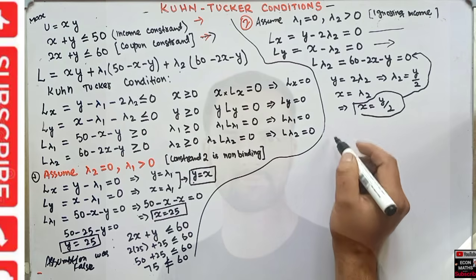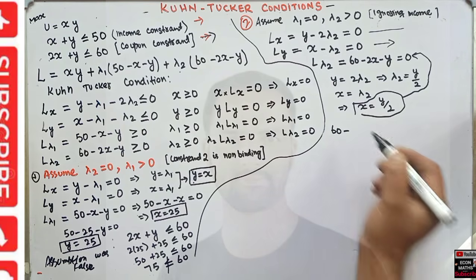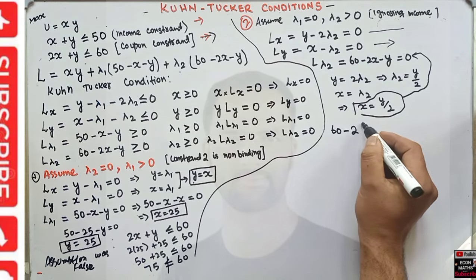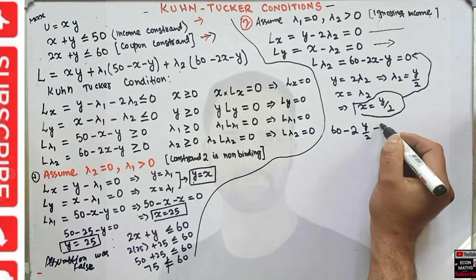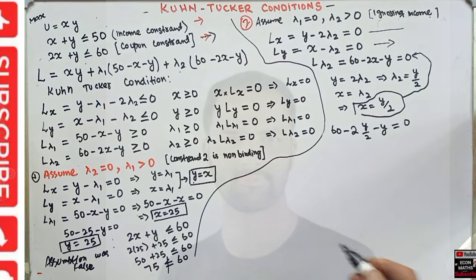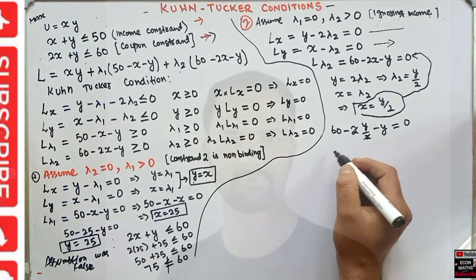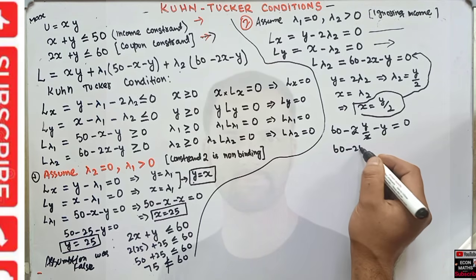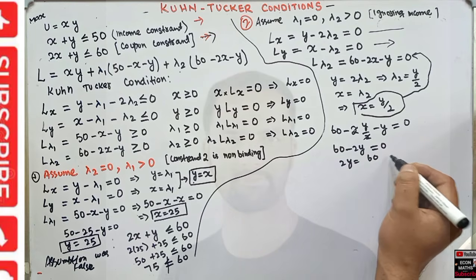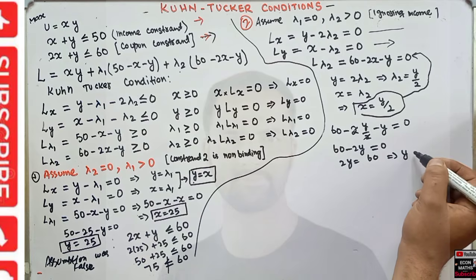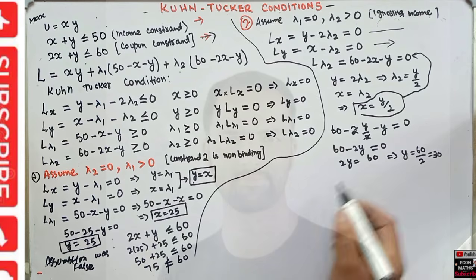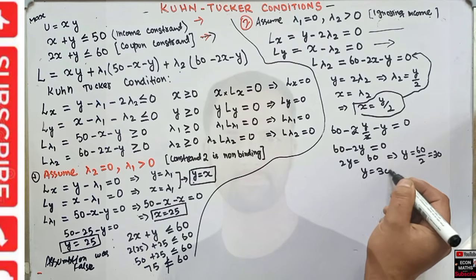If we put it here, what will we get? That is 60 minus 2, in place of x we have y upon 2, minus y is equal to 0. So this 2 and 2 will get cancelled, so we have 60 minus 2y is equal to 0, or 2y is equal to 60, which implies y is equal to 60 upon 2, which gives us 30. That means we got y is equal to 30.